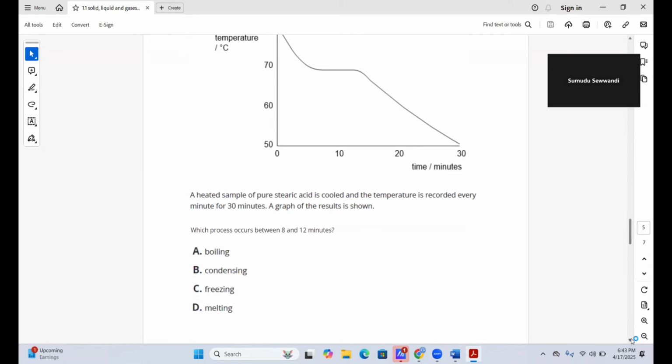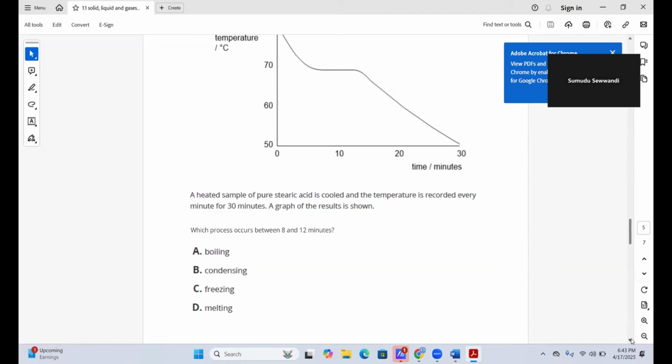Let's analyze the graph. Stearic acid has a melting point of 69 Celsius. Graph interpretation. The graph shows a decrease in temperature over time, indicating cooling. Between 8 and 12 minutes, the temperature remains constant at 69 Celsius. This indicates a phase change occurring at the melting point. Phase change at melting point.